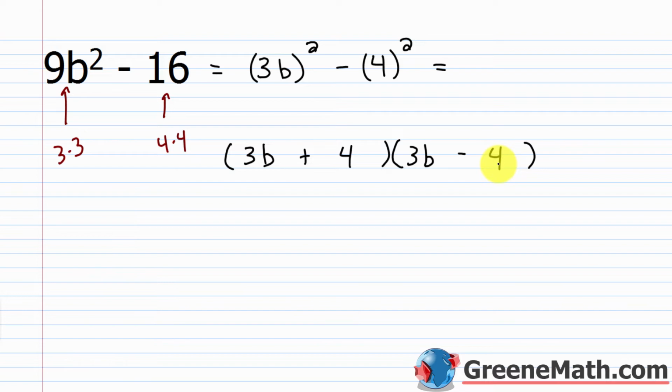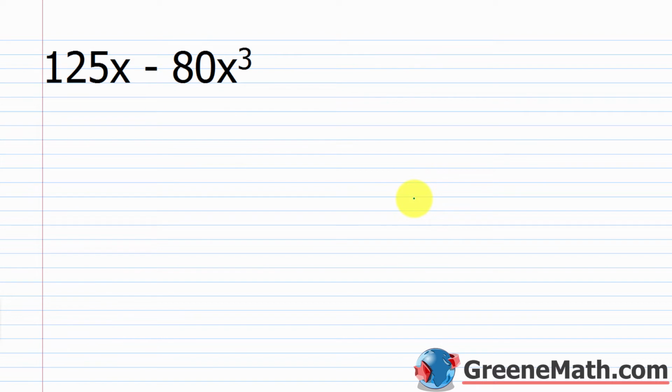And again, if you want to check this, you know your formula already. It'd just be first times first. 3b times 3b is 9b squared. And then you know that the middle terms would drop out, so the outer and the inner would go away. You just need to think about the last. You have plus 4 times negative 4. That's going to be negative 16. So you would get 9b squared minus 16 back. All right, let's take a look at another one.